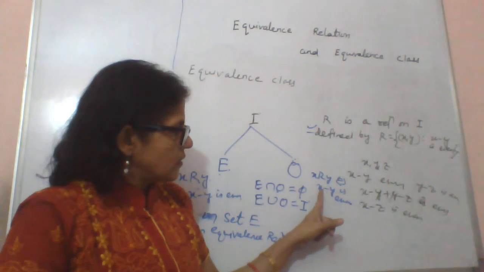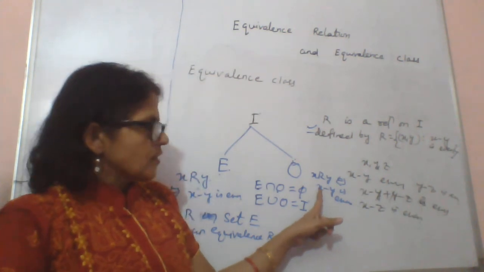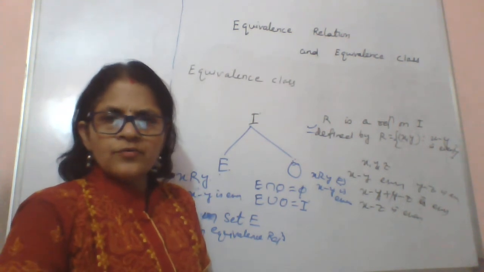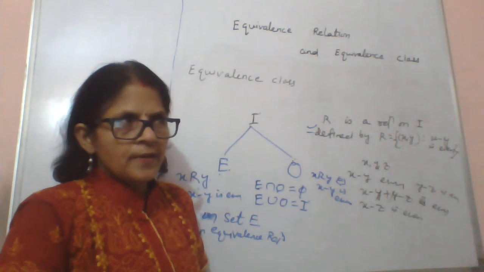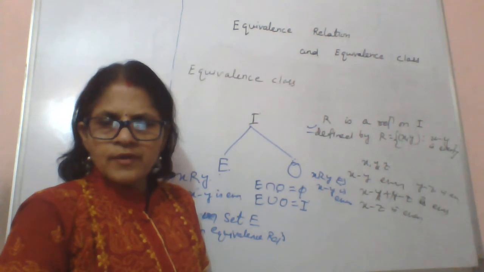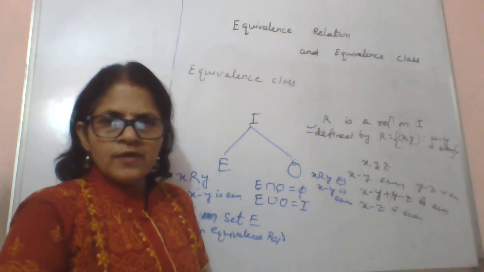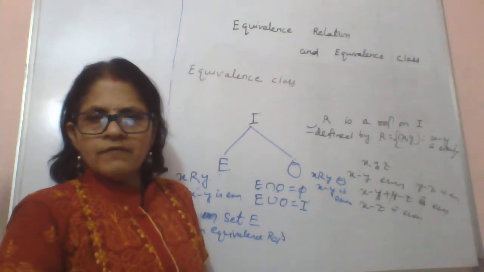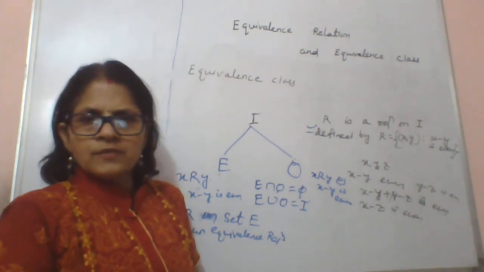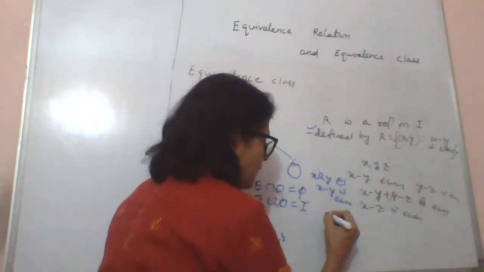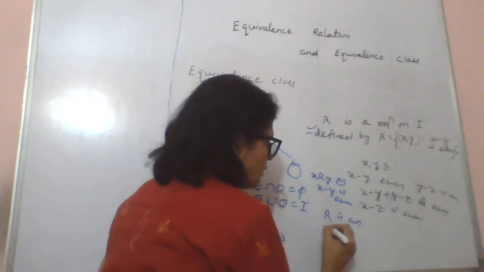So if you take two odd integers, x minus x, that is 0, is even. If you take any two odd integers x, y, x minus y is even, because the difference between any two odd integers is even. So x minus y even means y minus x is even. Similarly, for three odd integers, x minus y is even, y minus z is even, so x minus z is even. So basically what I want to convey is that here also R is an equivalence relation.